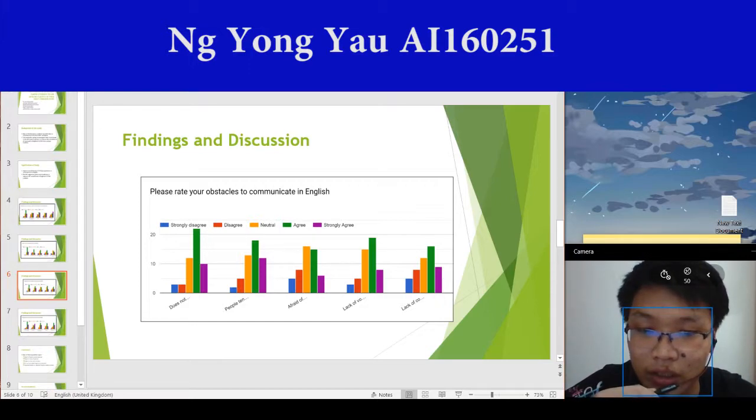Second, they also think lack of vocabulary is the main obstacle to communicating in English, because when we communicate with people in English, if we don't have the vocabulary to say the word out, then we will end up ending the communication, with no talk, like nothing.